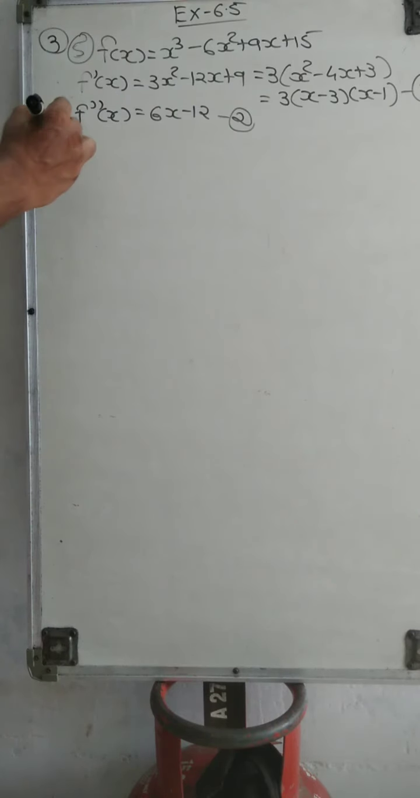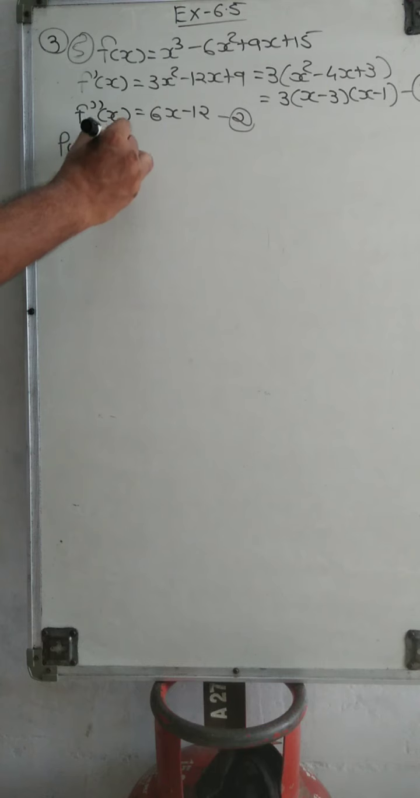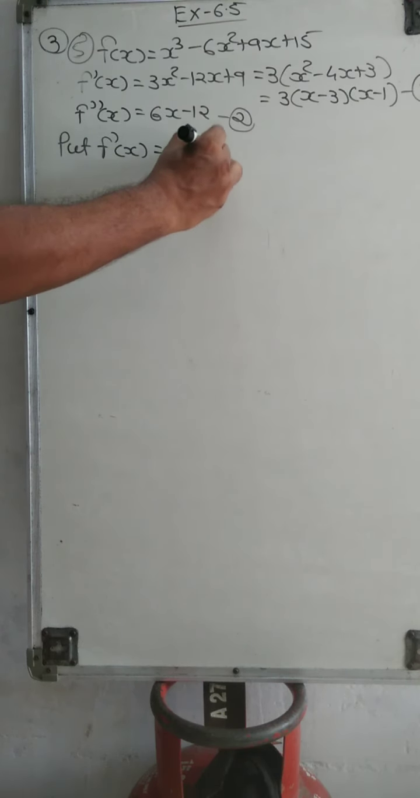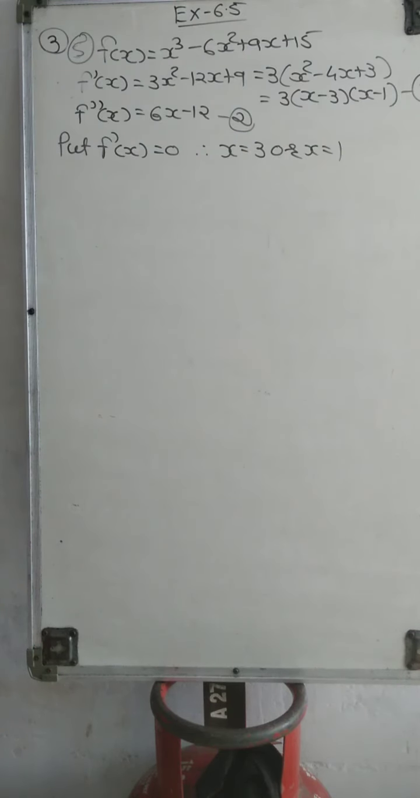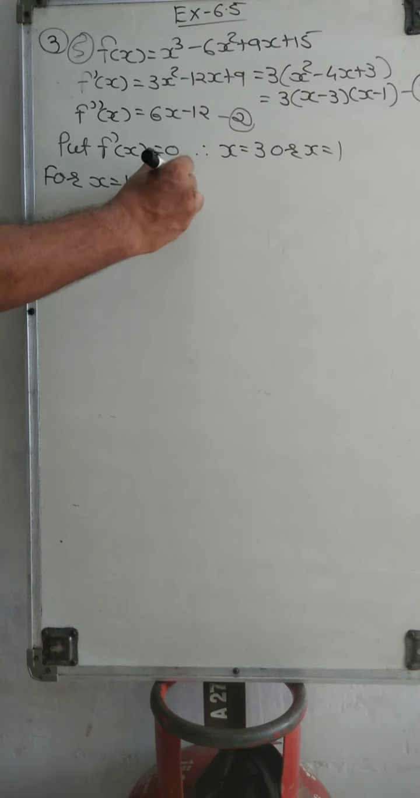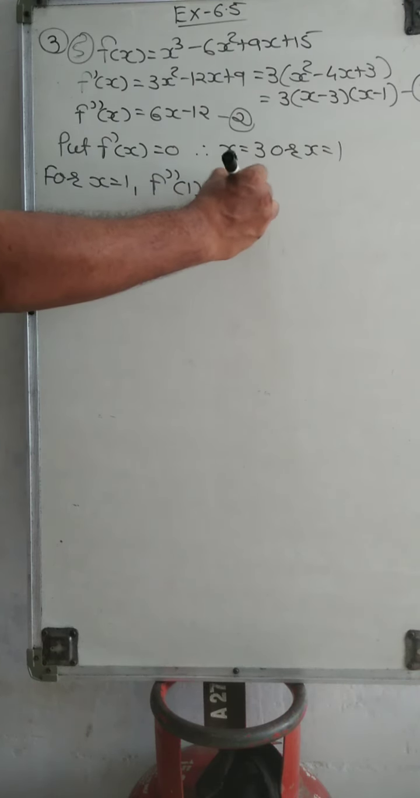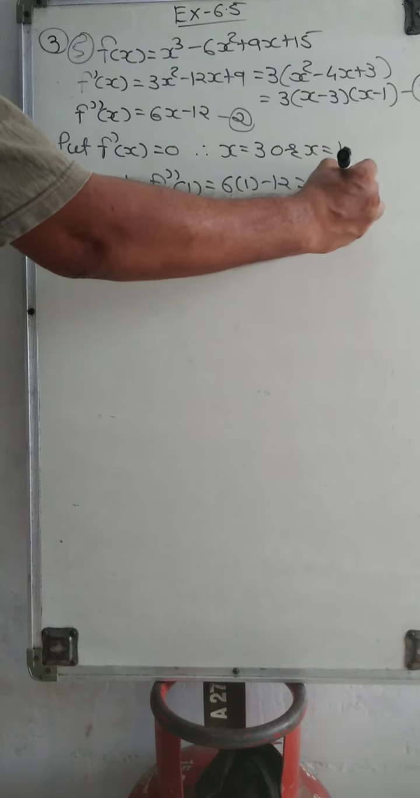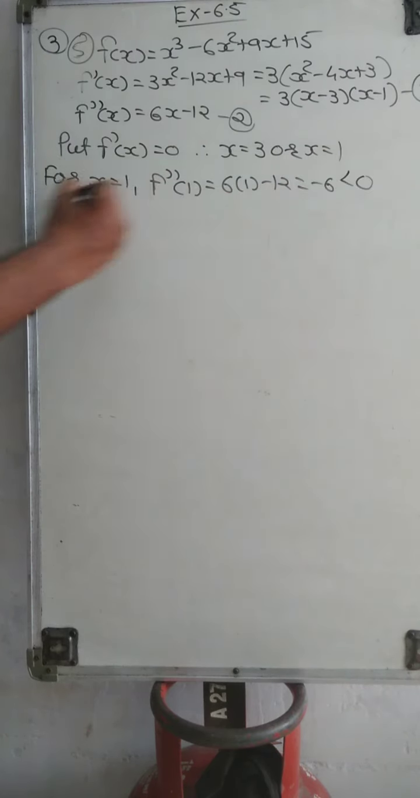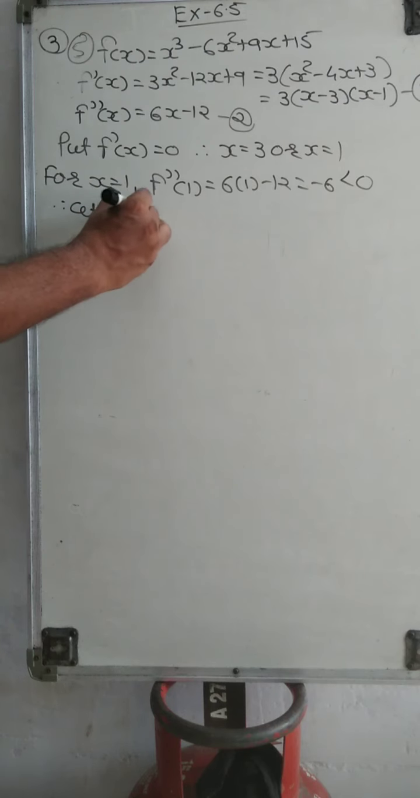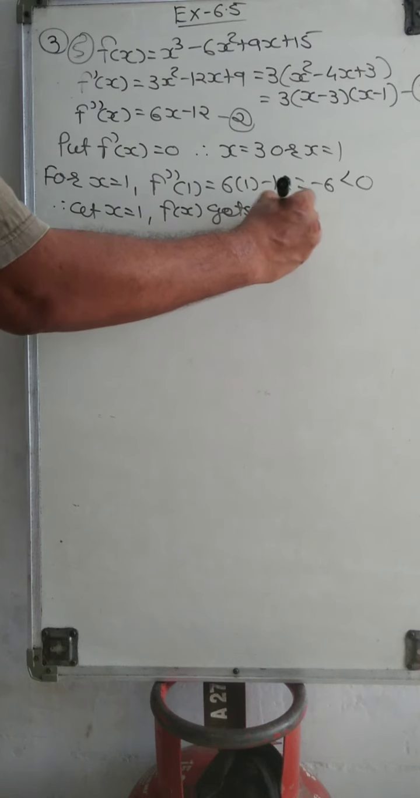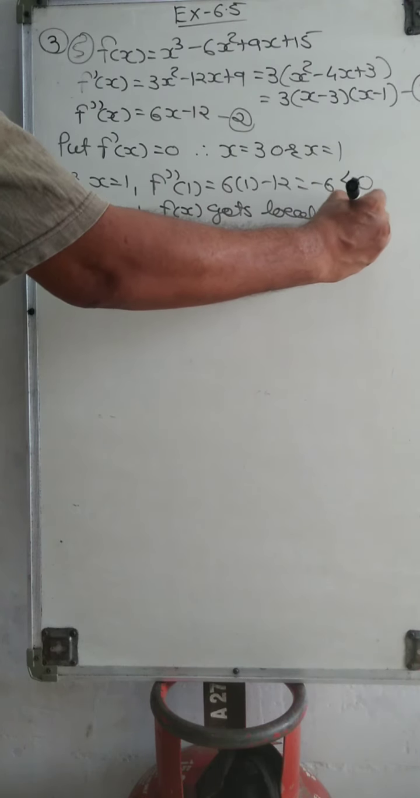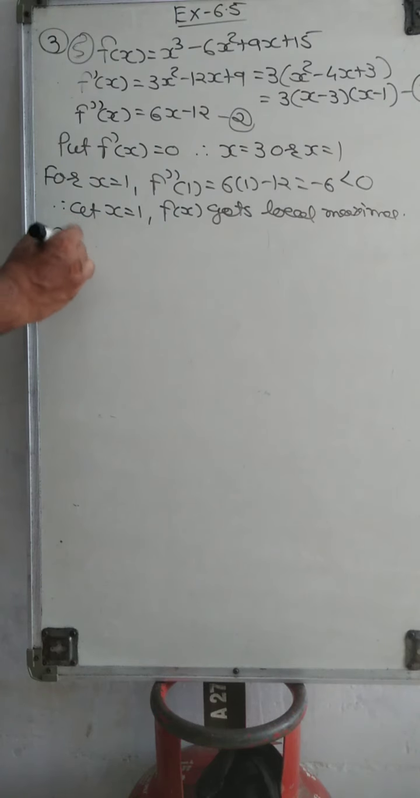Now we put f dash x equal to 0. It means x equals 3 or x equals 1. Now for x equal to 1, f double dash 1 is equal to 6 into 1 minus 12, which is minus 6, less than 0. Therefore at x equal to 1, f(x) gets a local maxima and the value is f of 1.